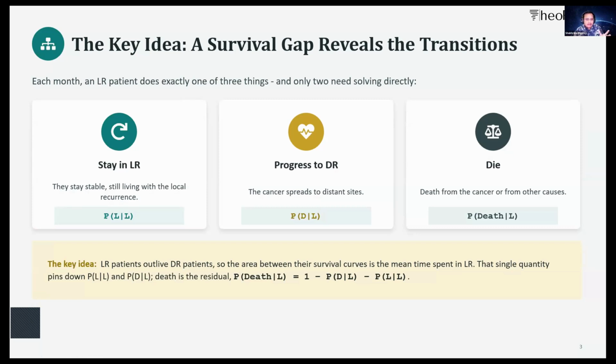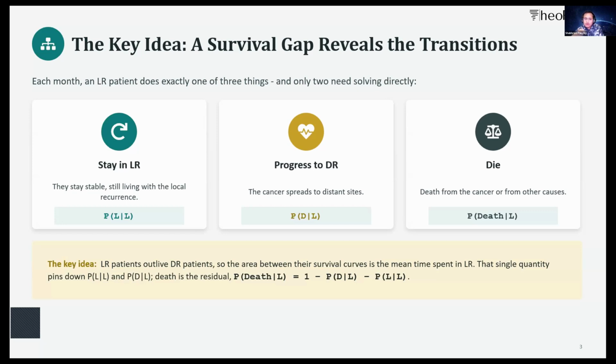So how can we recover these transitions from the data? The very simple idea, and that's why I like it, is that patients with a local recurrence live longer than patients with a distant recurrence. If you plot both survival curves, there is a gap between them, and the area of that gap is the average time a patient spends in the local recurrence state. That one quantity is enough to pin down the transitions.